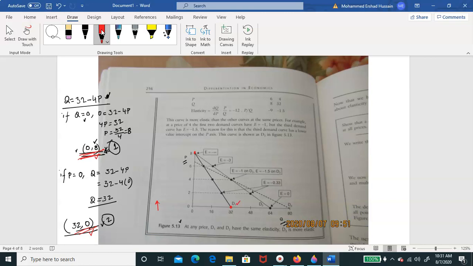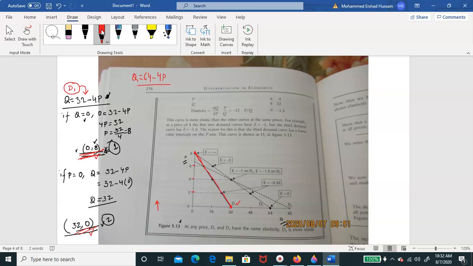This line is then the equation for D1. And you can see all the other points, 6, 4, 2, if you compare with your results in the previous slide, correspond to this one. This is how we find the D1 equation. Now what about D2? D2 is the second equation. Remember D2 we said was 64 minus 4P.